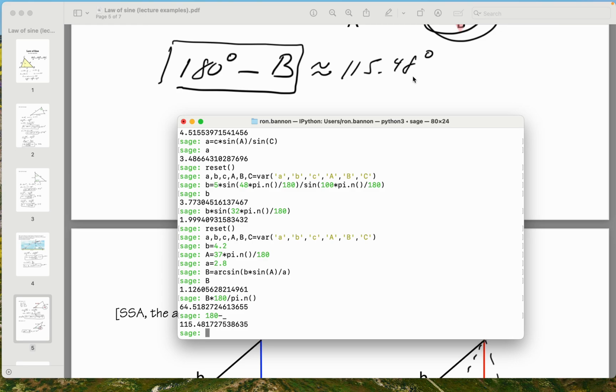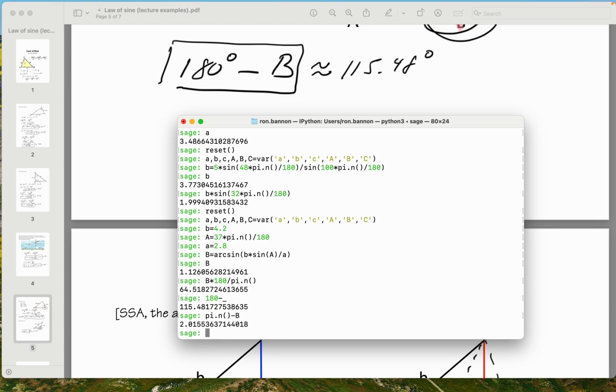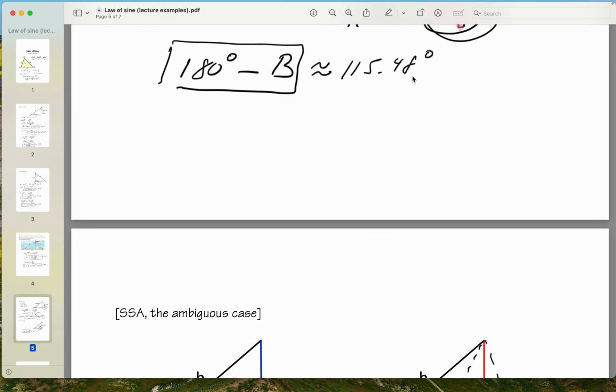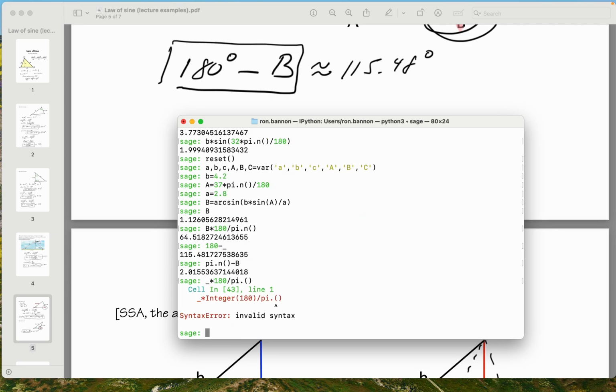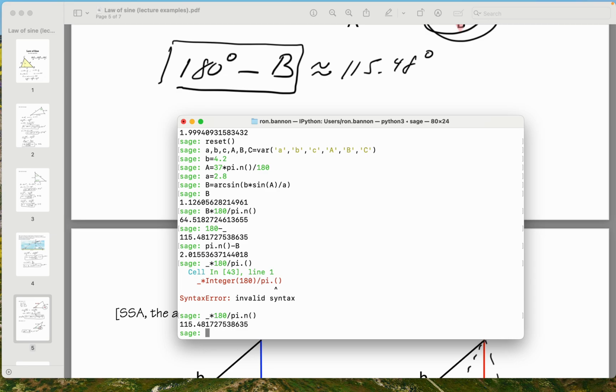If you did the 180, though, it's really going to be pi dot n minus b. You're going to get a number. You say that's not the same number. You need to take that number, underscore again, and multiply it by, whoops, sorry about that. You multiply it by 180, and you're going to divide through by pi. You need to approximate the pi, by the way. Whoops, I made a mistake there. I just see it. Get 115.48. All right, we're done with using Sage, by the way. Thank you for paying attention.